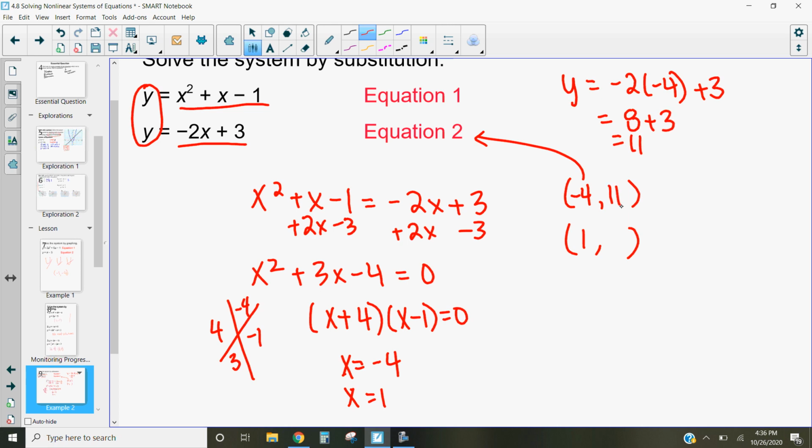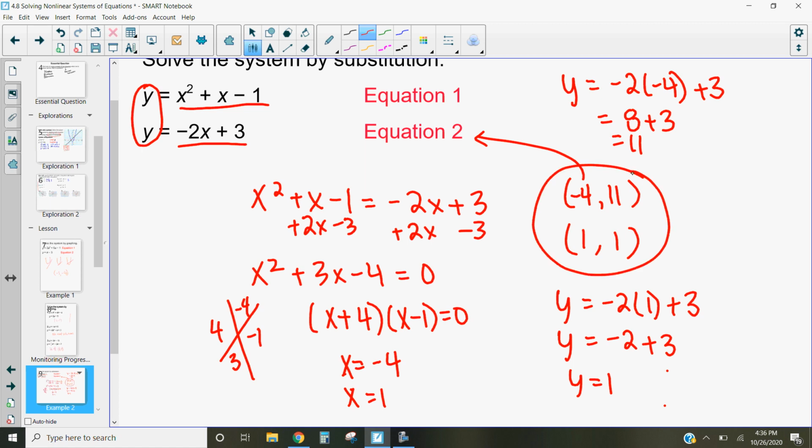So negative 4, 11. Our other point is y equals negative 2 times 1 plus 3. Again, we're going to take this x value and plug it in to find our y value, and that becomes negative 2 plus 3, or y equals 1. And this is our solution to our system of equations.